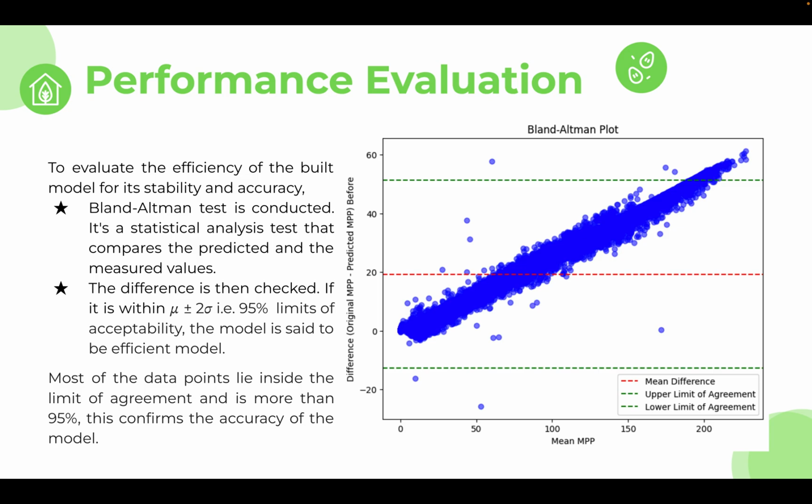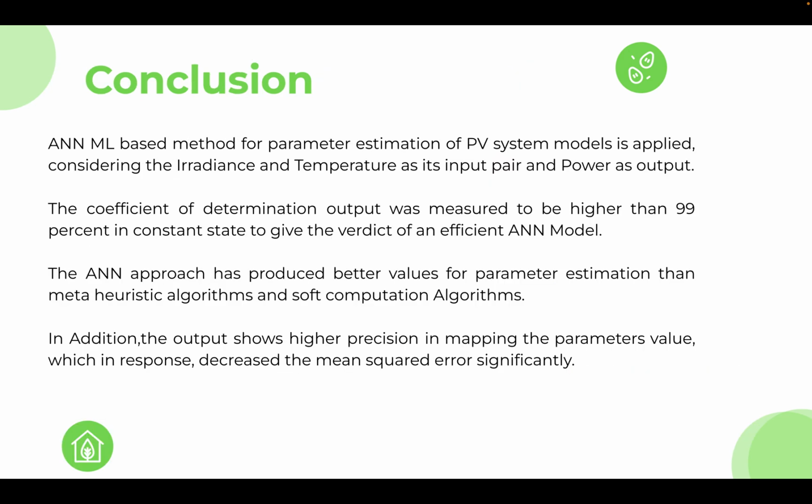This ANN-based method for parameter estimation of PV system models was applied, considering the irradiance and temperature as its input pair and power as output. The coefficient of determination output was measured to be higher than 99% in constant state, indicating an efficient ANN model. The ANN approach has produced better values for parameter estimation than metaheuristic algorithms and soft computing algorithms. The output shows higher precision in mapping the parameter values, which in response decreased the mean squared error significantly.